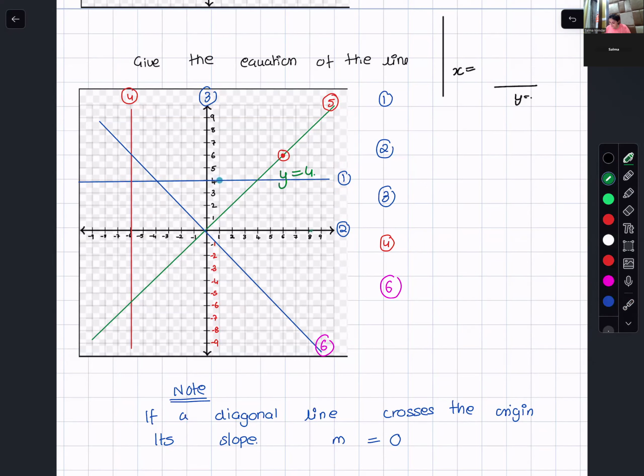Second one, what is the equation of this line? y is equal to 0. See, on the y-axis it is 0. On the y-axis it is 4. On the x-axis it is 0. Come on, equation of this line. It is x is equal to 0.